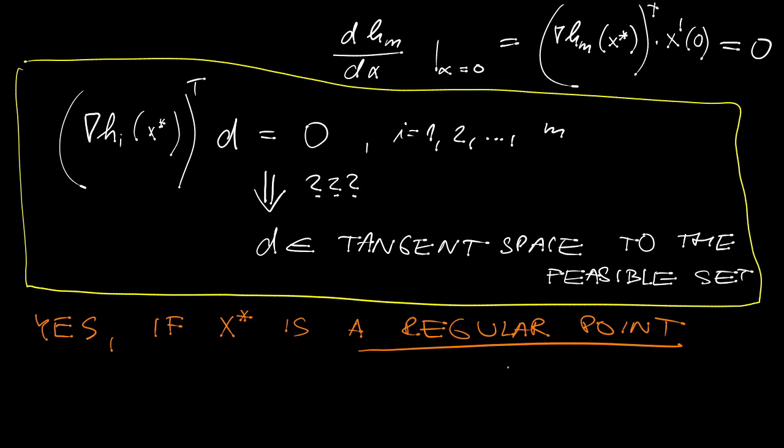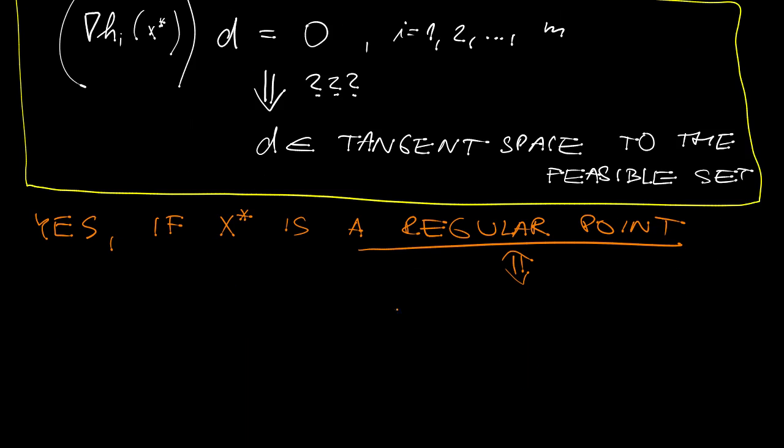Now, what does regular point mean? Regular point means that the gradients of the individual constraint functions evaluated at the stationary point are linearly independent. So if this is the case, then yes, we know how to characterize the tangent space. Let me show you an example.